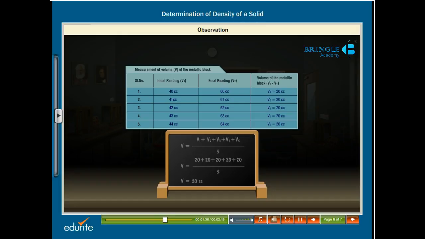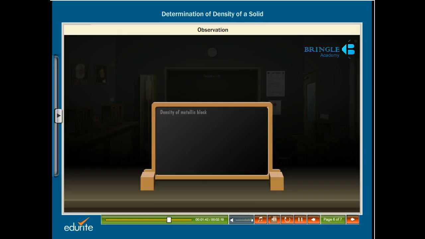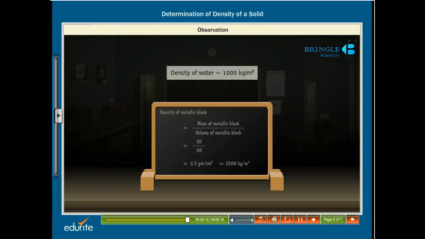Now calculate the density of the metallic block by the formula. Density of metallic block is equal to the ratio of the mass of the metallic block to its volume. Mass of metallic block is equal to 50 grams. Volume of metallic block is equal to 20 cubic centimeters. Substitute the values of mass and volume in the equation. The density of the metallic block is equal to 2.5 grams per cubic centimeter, which is equal to 2,500 kilograms per cubic meter, which is more than the density of water.